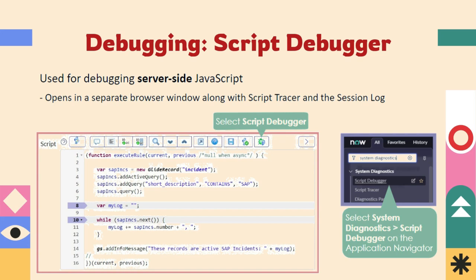So we can see how debugging works here. Debugging server side JavaScript: we have the Script Debugger option under the business rule scripting section. You can click on this and it will open another browser window along with the script tracer, and we can see the session log as well when we click on those. We can also click on System Diagnostics and then Script Debugger in the navigator, and we can do it from the filter navigator as well. So both ways we can do our script debugging.